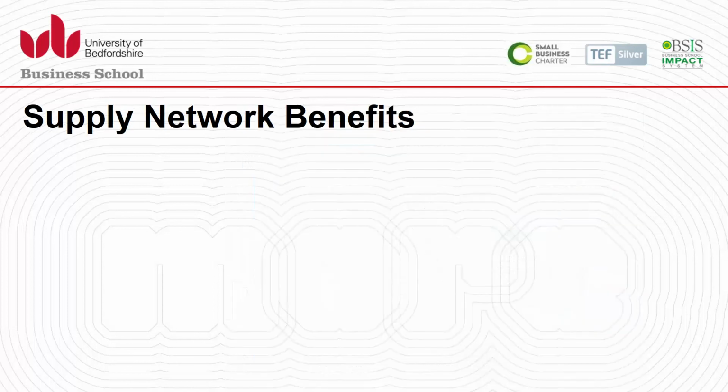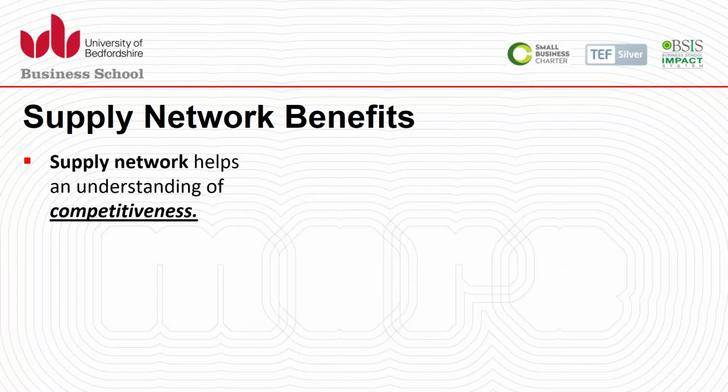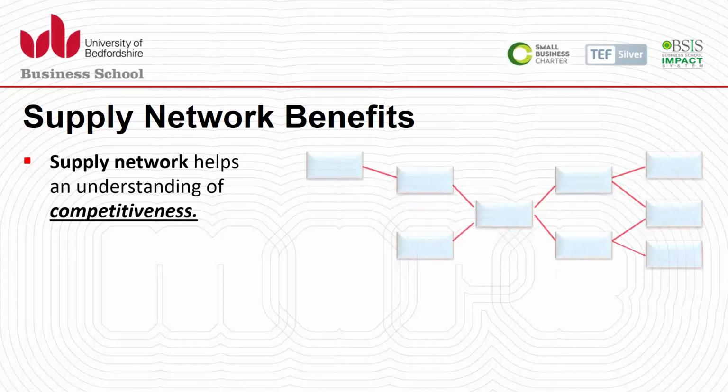So what are the key benefits from supply chain? We know there's a list of benefits: better collaboration, information flow, a prominent position to be competitive, and improved quality and its checks. So the supply chain network helps in understanding the competitiveness of any organization in end-to-end supply chain management.